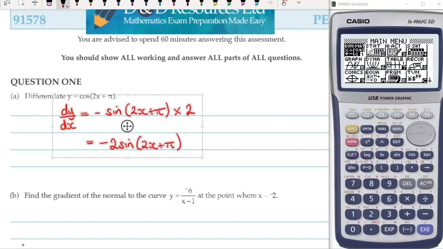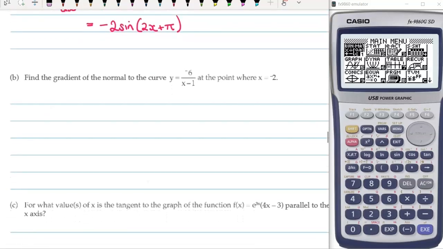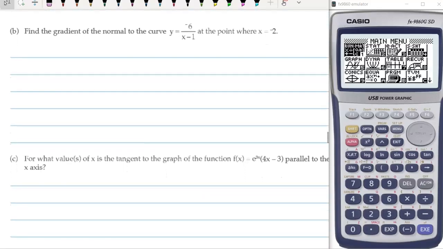Now, I just realized I picked the wrong color. I do not like that one at all, so just do a quick switch. There we go. Okay, the gradient of the normal for part B.